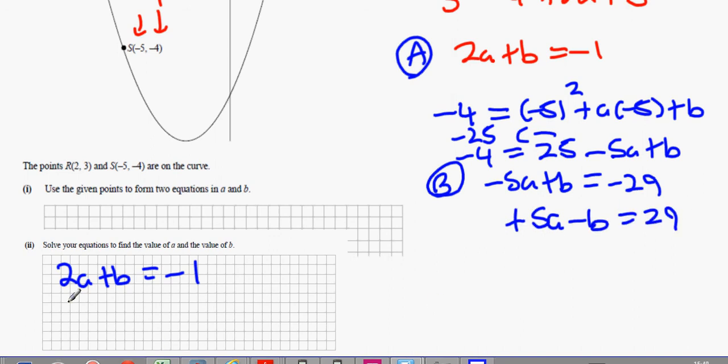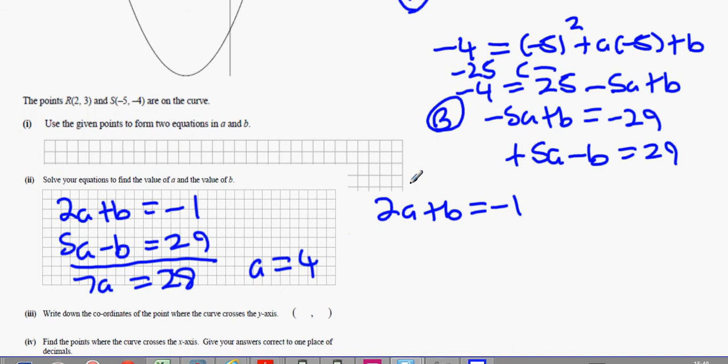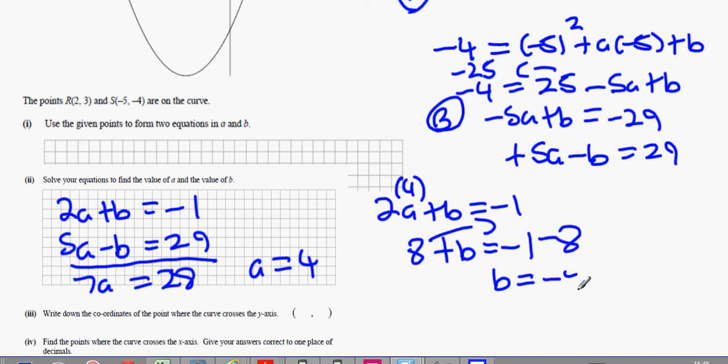So this way we can get rid of the b's straight away, and then when we add it down we get 7a plus 0b equals 28. A therefore equals 4. Now when a equals 4, we have to find out what b is. So 2 times a plus b equals minus 1, taking equation A. 2 times a is 8. 8 plus b equals minus 1. Bring over the 8, it becomes minus 8. b therefore equals minus 9.